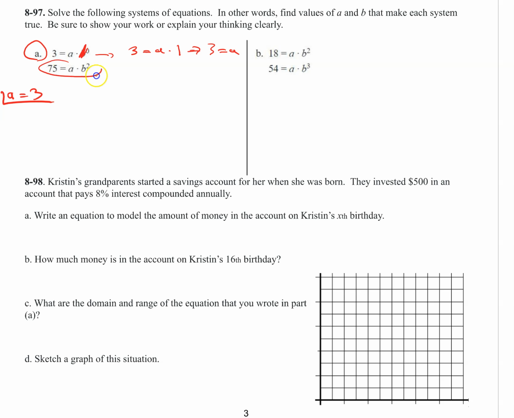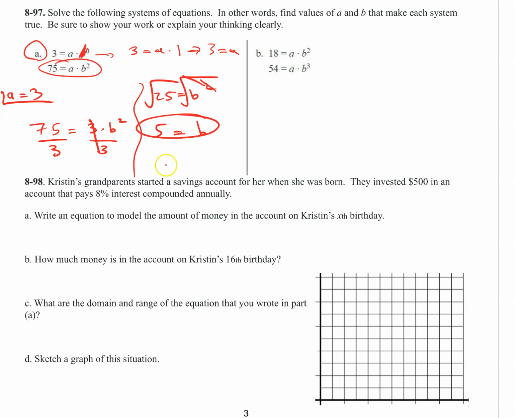So to find b, we'll use our second equation. 75 equals a times b squared. Instead of writing a, I'll write 3 times b squared. To undo multiplication, I must divide. Divide by 3. 75 divided by 3 is 25. So 25 equals b squared. Take the square root on both sides, and you get 5 equals b. So a is 3, b is 5.